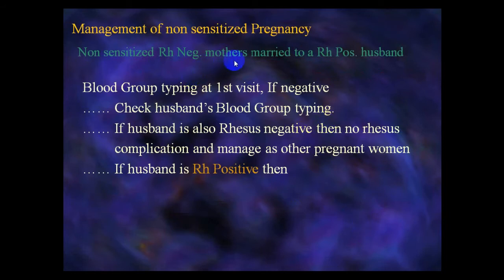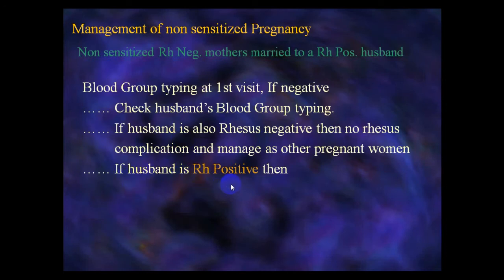Non-sensitized Rh negative mother married to Rh positive husband: blood group typing at the first visit. If negative, check husband's blood group typing. If the husband is also Rh negative, then there is no Rh complication, and manage as other pregnant women. No problem in this case. Both of them are Rh negative, so antibody is not developed in the mother's circulation.